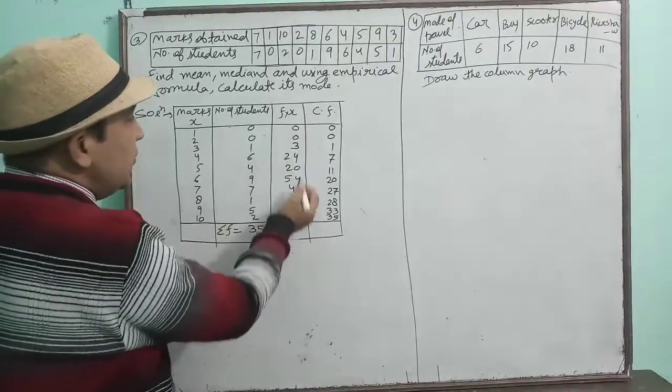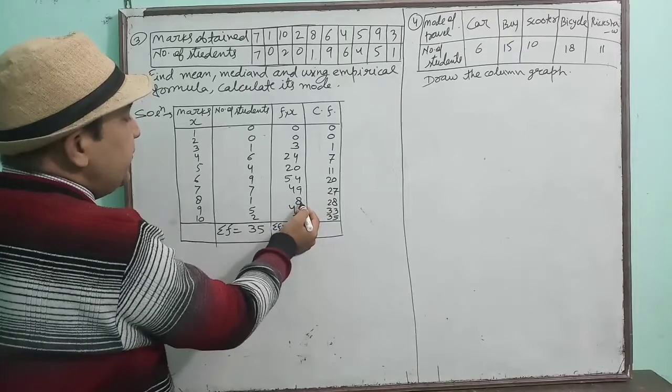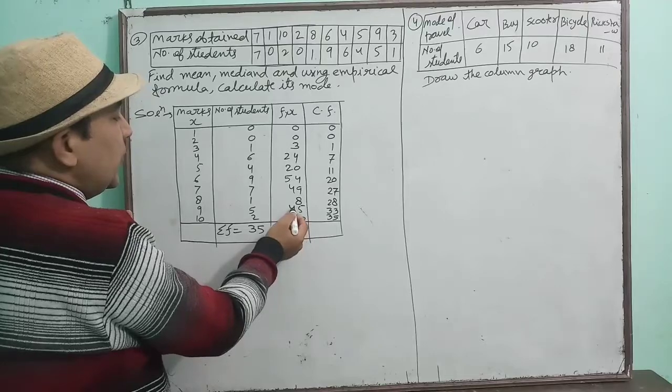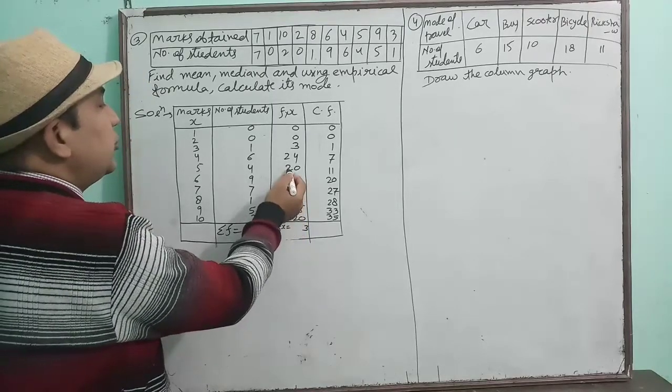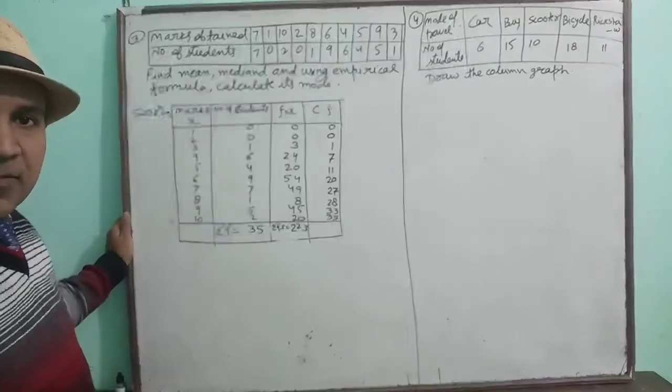Now add these also. 3, 4, 7, 7, 4, 11, 11, 9, 20, 28, 5, 33. 3, 2, 4, 4, 3, 2, 5, 5, 4, 9, 9, 4, 13, 5, 18, 2, 22. 223 is the sigma fx.